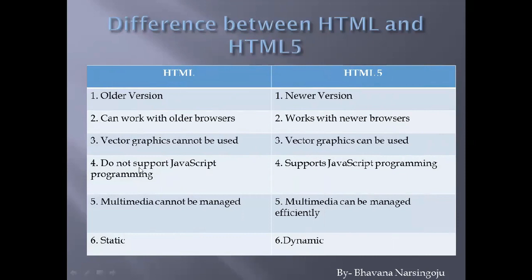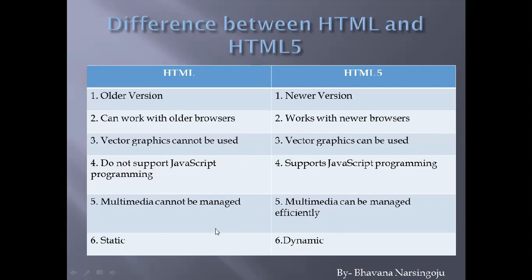HTML does not support JavaScript programming, whereas HTML5 supports JavaScript programming. Multimedia cannot be managed in HTML, whereas in HTML5 multimedia can be managed efficiently. So HTML can be called a static one, whereas HTML5 can be called a dynamic one.